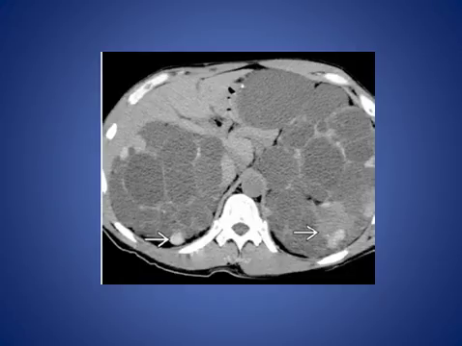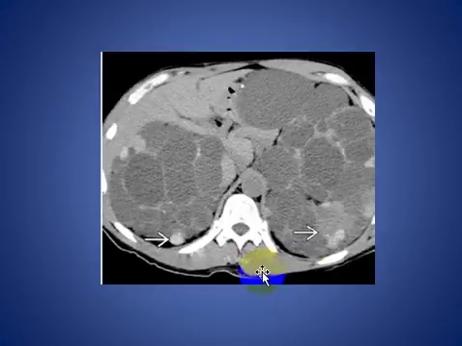Here, this patient with autosomal dominant polycystic renal disease, non-contrast enhanced. There is enlargement of both kidneys with multiple variable size cysts, and some of the cysts have hemorrhage here, as in this one, and this one, and represent as a hyperdense cyst.